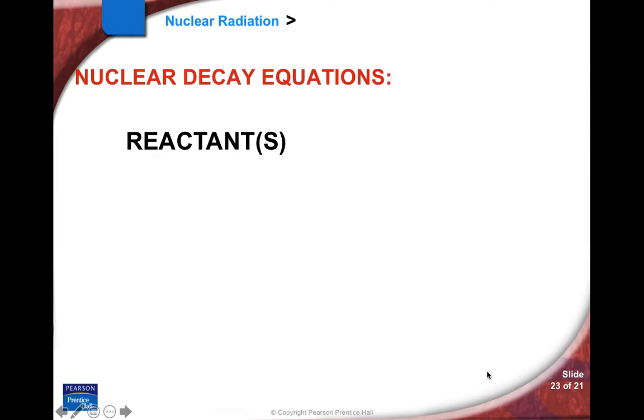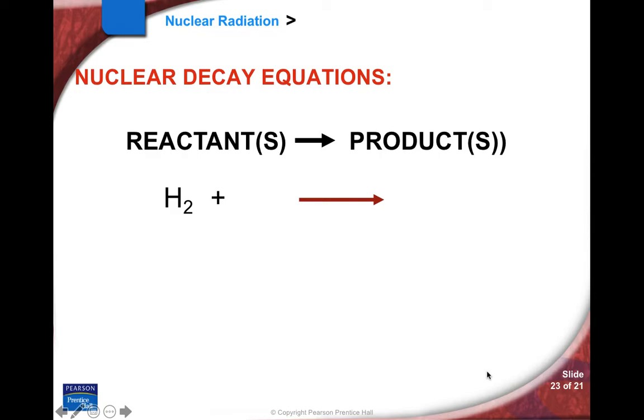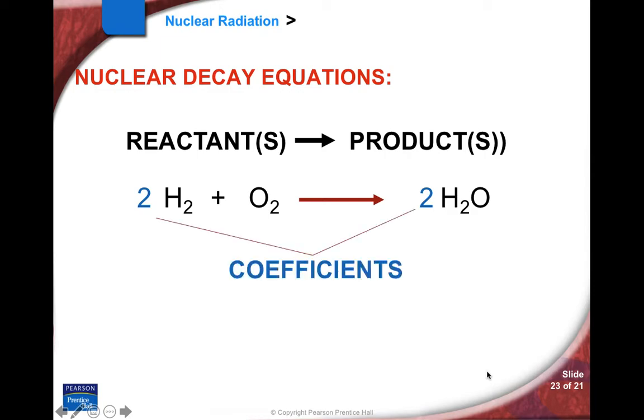If you remember, when we write a regular chemical equation, reactants are on the left and products are on the right. An example that we've already looked at is when hydrogen and oxygen gas combine to form water molecules. Remember, we have to conserve matter, so we have to have the same number of atoms of hydrogen on both sides, so we add in our coefficients. We don't have to do quite as much of that with nuclear decay equations, but sometimes you will need to add in coefficients. So just a little reminder.